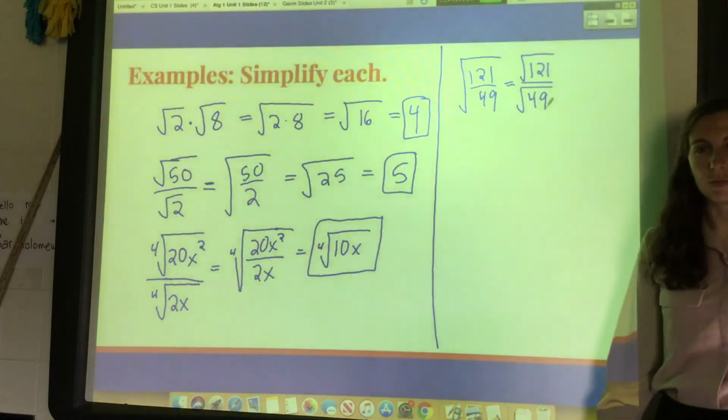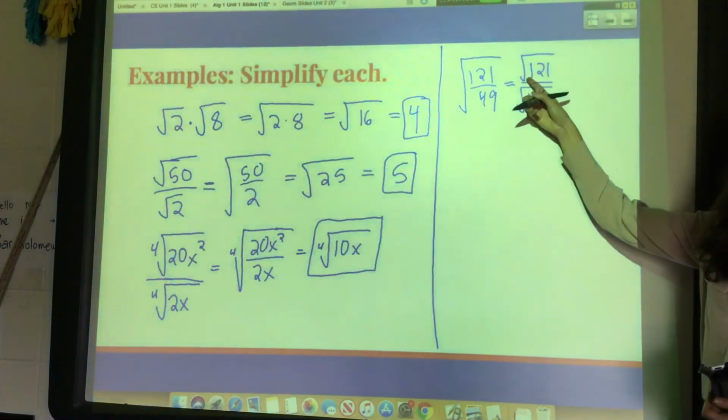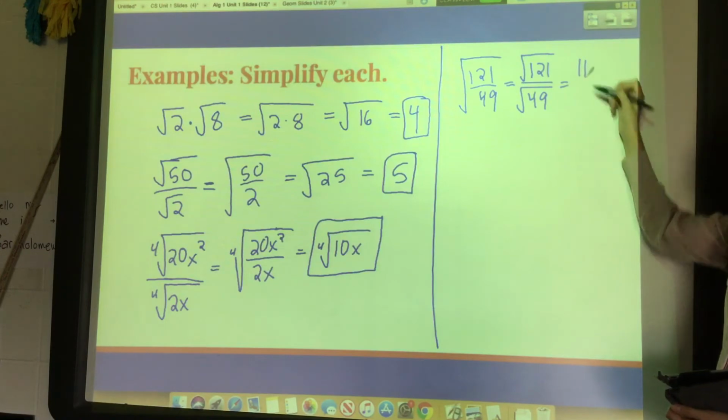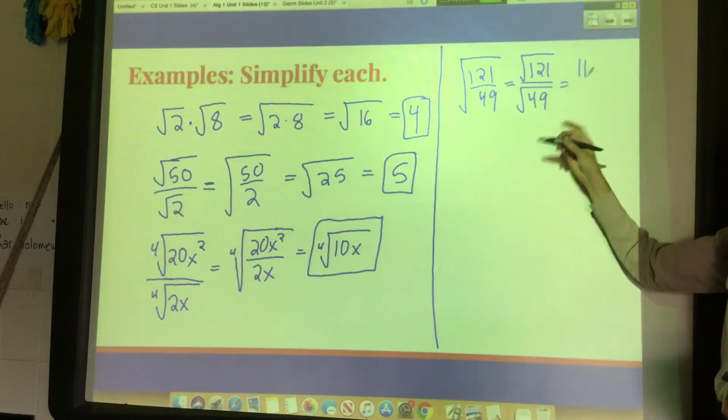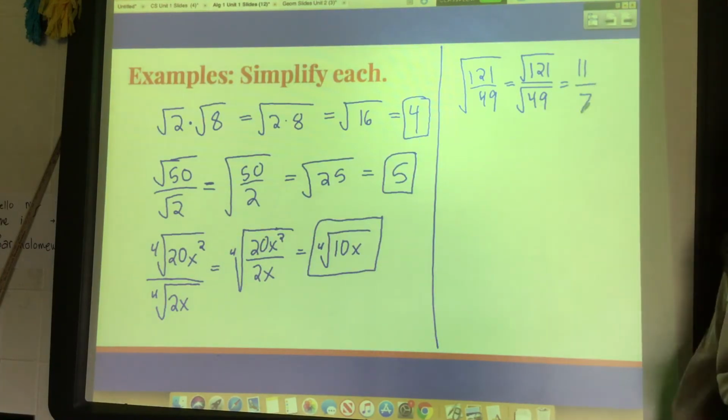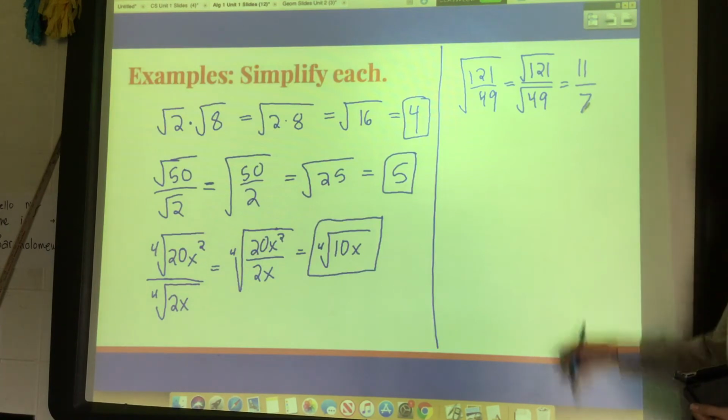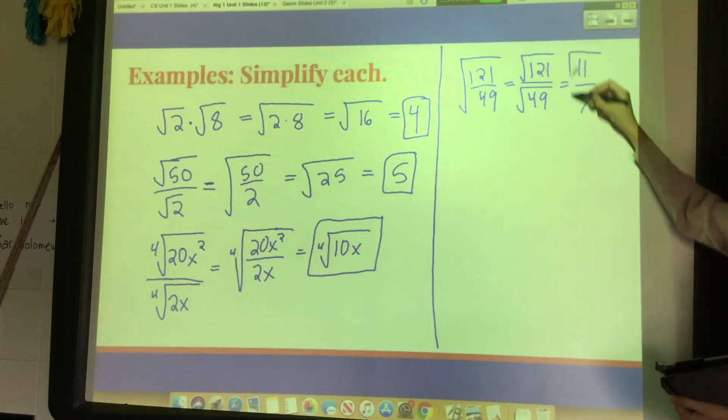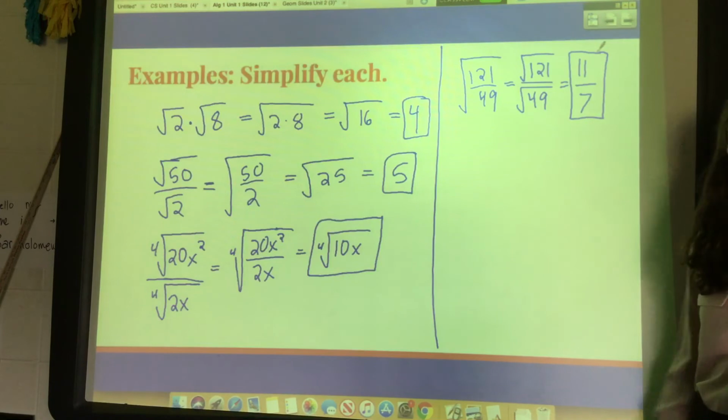The reason that was helpful is because I know the square root of 121, it's 11. And I know the square root of 49, it's 7. So the answer is 11 sevenths. And I didn't even need a calculator.